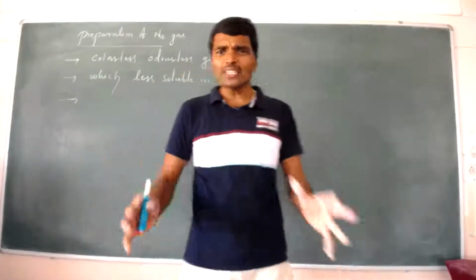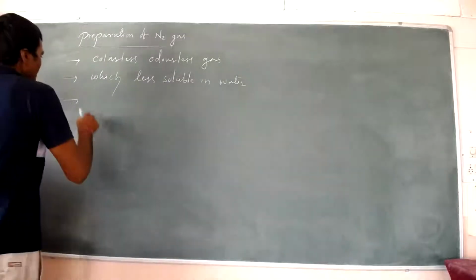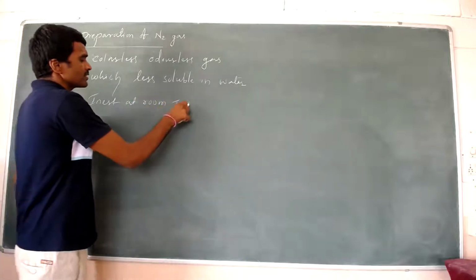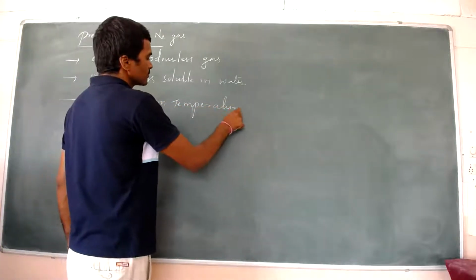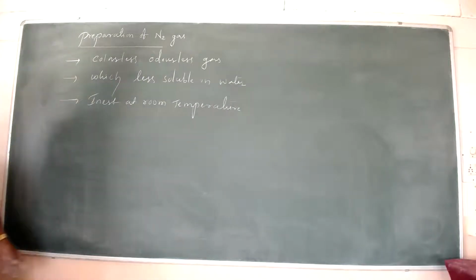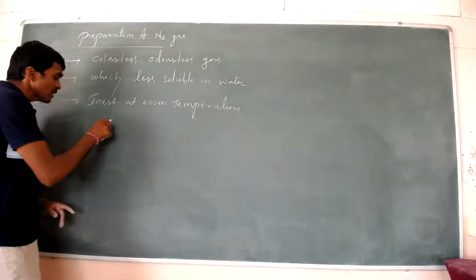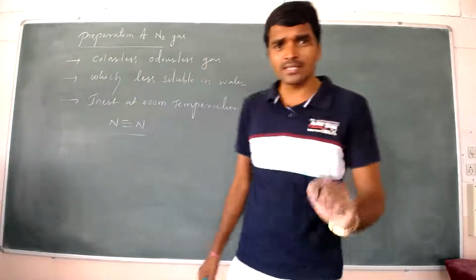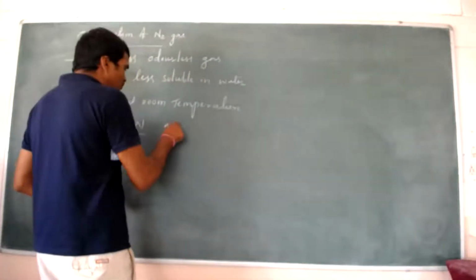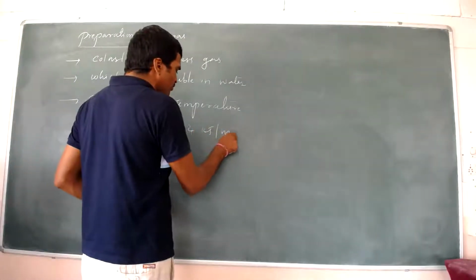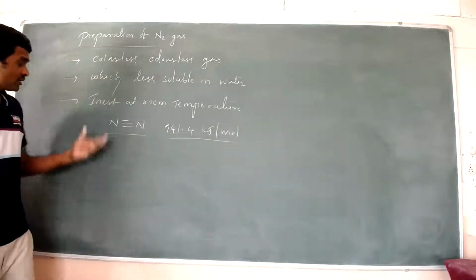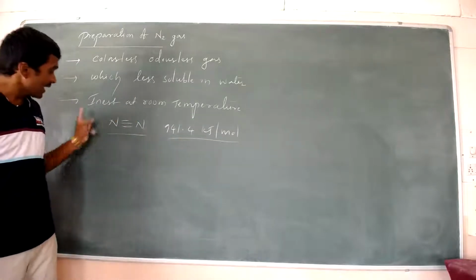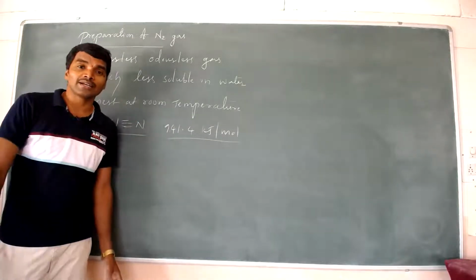Dinitrogen is inert at room temperature. It does not react. Why? Because to break the nitrogen to nitrogen triple bond, as we discussed in the last class, requires 941.4 kilojoules or more. The dinitrogen bond dissociation enthalpy is very high. That's why dinitrogen does not react at room temperature.